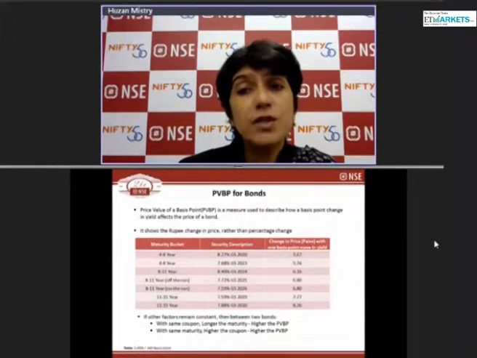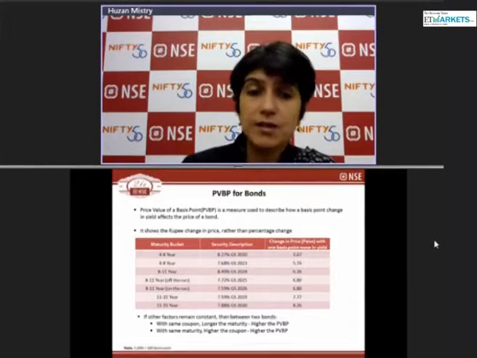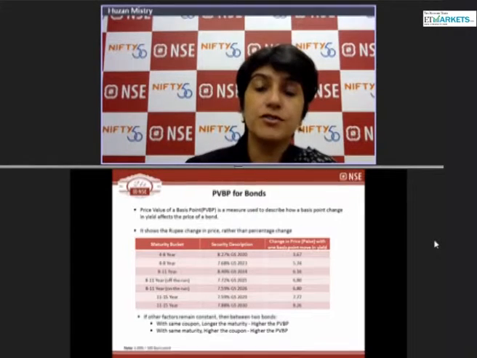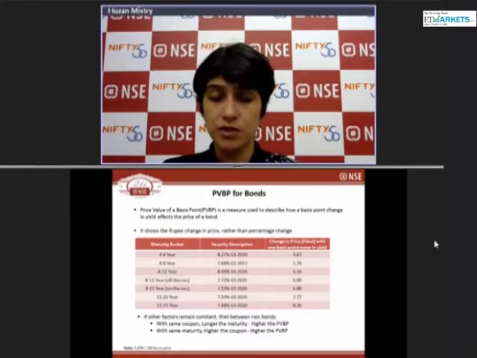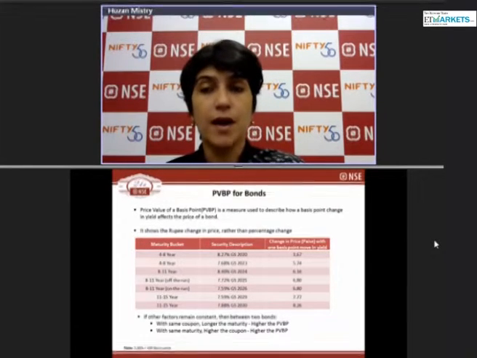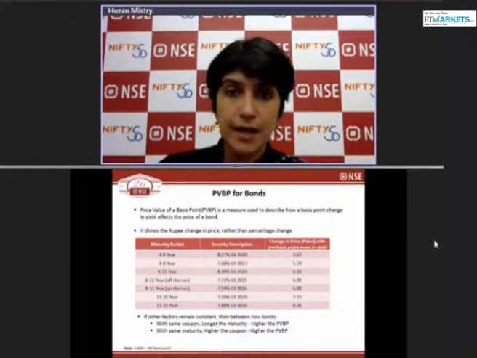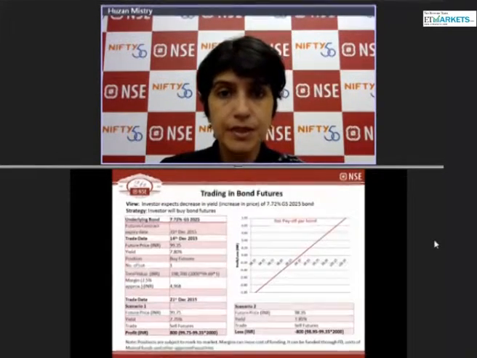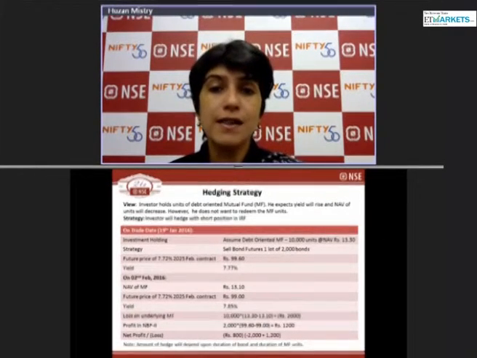So effectively, if you were expecting that interest rates would go higher, for example, in the last few weeks, we've actually seen yield on bonds go higher. So the NAV of your funds may have come off, depending on which funds and which section of the portfolio the fund manager is holding. What would then happen, as I had put down in the example, and I'll take you back to it, is you would essentially sell the bond future.